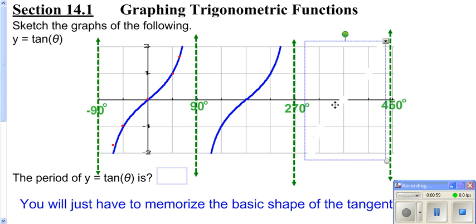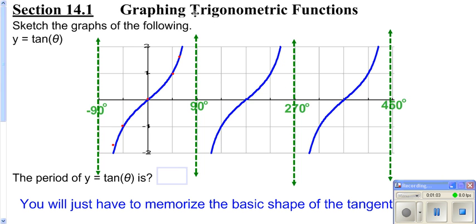And it repeats, and it repeats, and goes on forever. The blue is the tangent graph. The green here is not really part of the tangent graph, but they're vertical asymptotes. Those are lines that your graph gets close to but never really touches.